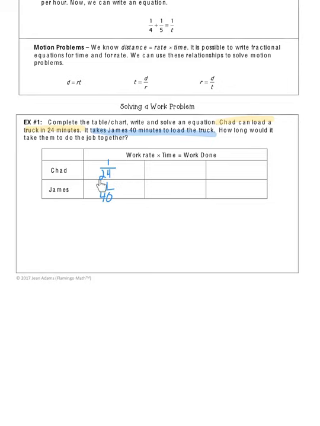So this is the rate that Chad works alone per hour, and this is the rate that James works alone per hour. We don't know how many hours they're going to work together, but we do know that in this particular case, they're both working the same amount of hours. Sometimes they won't. Sometimes one person will start the job, and another person will jump in so many minutes or hours later and help them finish it. So you do have to pay attention to your time.